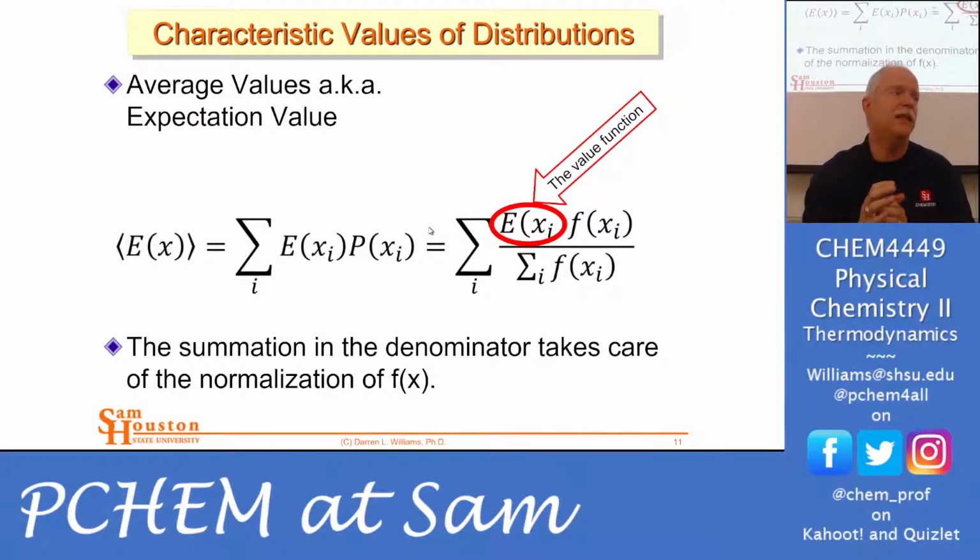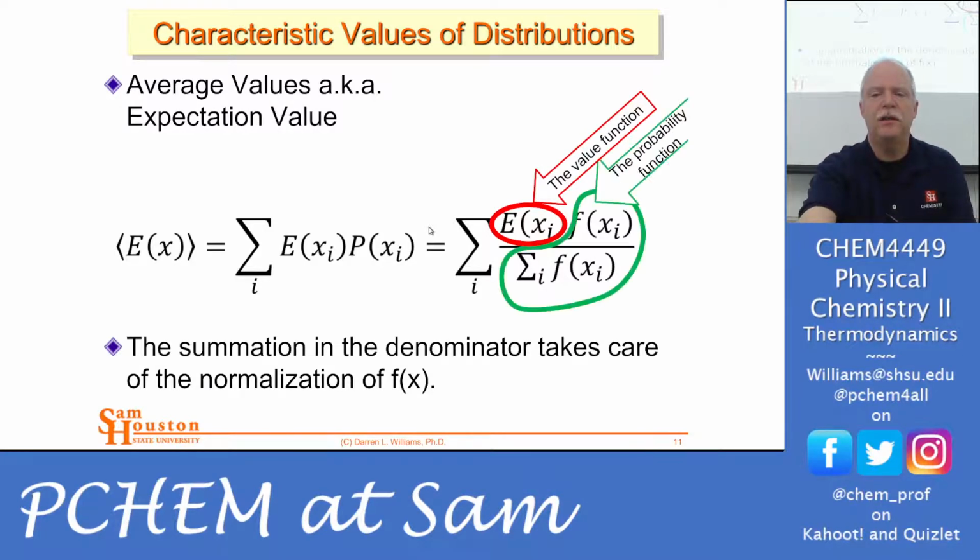And in most cases, it's energy, but it could be volume. It could be some other property that we're interested in. But in this case, it's energy. And then we have some function of favorable events divided by the sum of all of these possible functions. And so that's the probability function. And so we'll show an example of this because this is kind of a confusing equation.